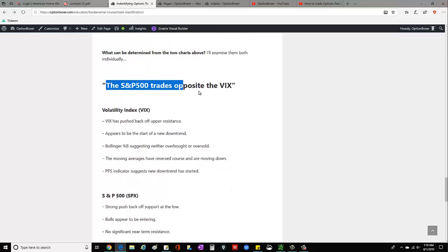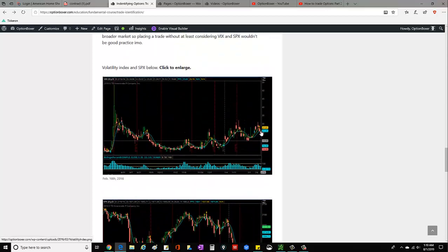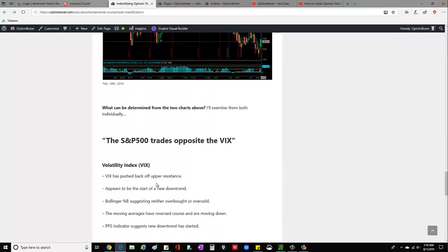The S&P 500, just to highlight this again, trades opposite the VIX, and that is almost always the case. There are probably rare instances when it's not, but for the most part it is. So the VIX has pushed back off of upper resistance. Let's take a look here today. You can see this top level here around 30. You can see the VIX is moving down away from it, so it's pushing off that upper resistance area.